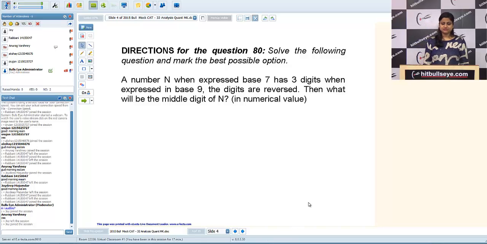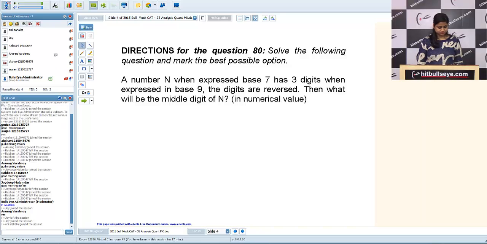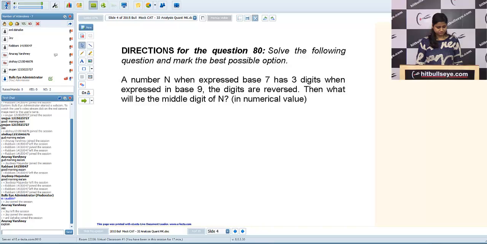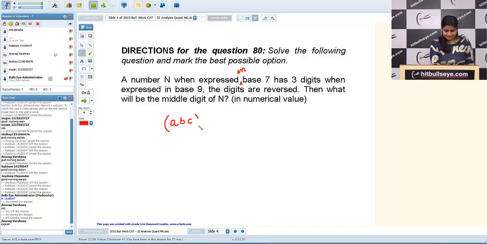Question number 80, a question based on base system. Okay, let us see, Anurag. A number n, when expressed in base 7, has 3 digits. When expressed in base 9, the digits are reversed. Then what will be the middle digit of n? So, let us assume that my number is ABC in base 7. When we are converting this number in base 9, my number becomes CBA. We want to calculate the value of B.